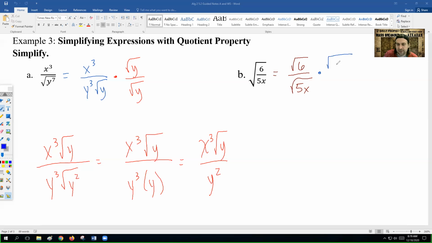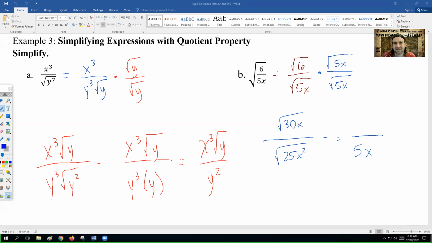We're going to multiply by radical 5x on the top and on the bottom. So the bottom becomes radical 25x squared. The top, we can actually multiply 6 times radical 5, that's 6 radical 30x. All right, so the bottom here, the square root of 25 is 5. The square root of x squared is x.